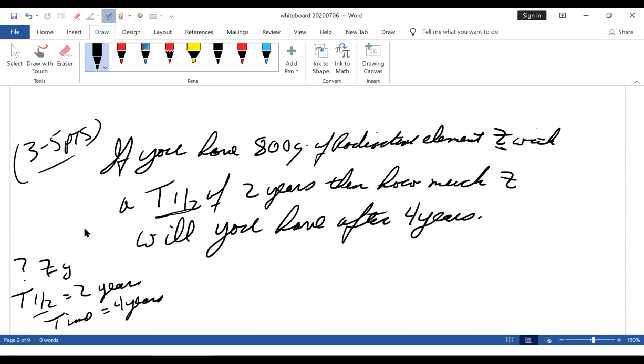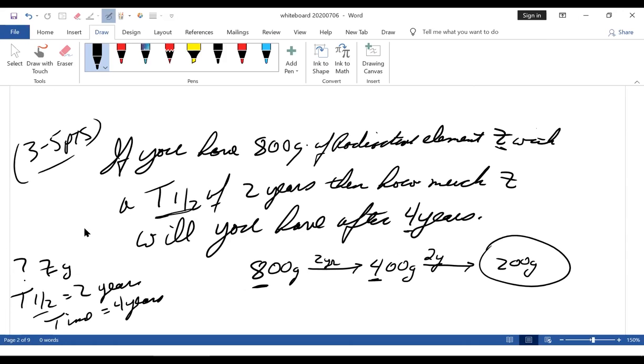Now, you could use a fancy formula, but a better way is you start out with 800 grams. And the half-life is 2 years. After 2 years, you'll have half of this, which is 400 grams. Now, if we have 4 years, we have to do another 2 years. And the half-life is 2 years, so after 2 years, you'll have half of that, and you'll end up with 200 grams. And that's your answer. And that's how you do these problems.